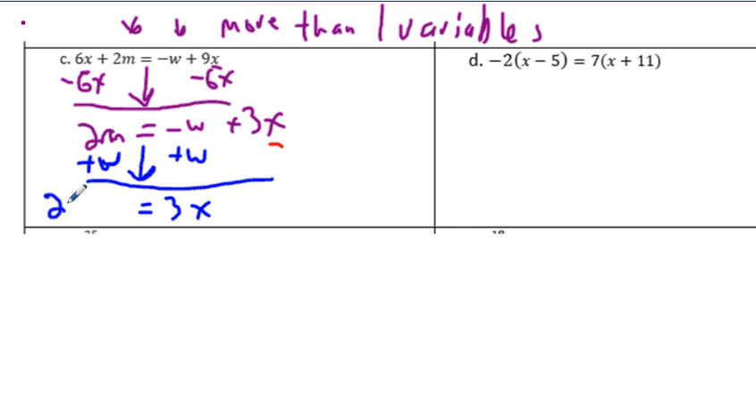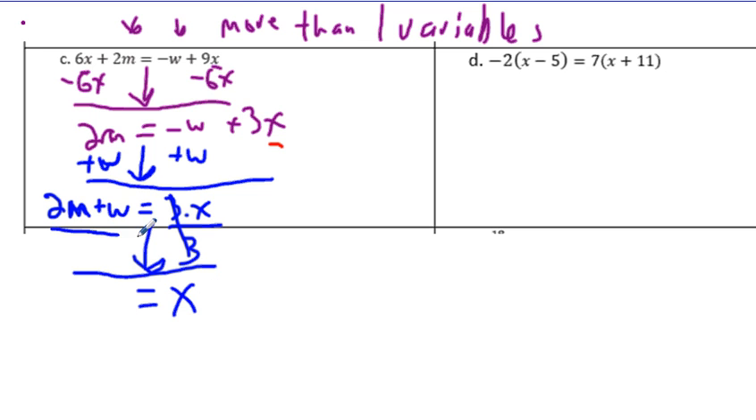And so we have 2m plus w. Now we cannot add 2m plus w because they're not like terms, so we're just going to leave it like that. And now the only thing that's attached to the x is this times 3. So the way you undo multiplication by 3 is by dividing by 3. The 3's cancel each other. And so on the right-hand side you're left with an x. Now what we do to the right, we do to the left. And we'll just go ahead and leave this as 2m plus w all over 3. That's how you solve for x.